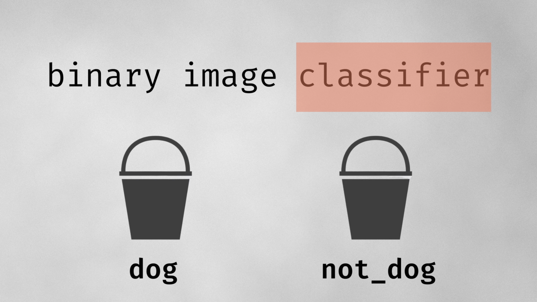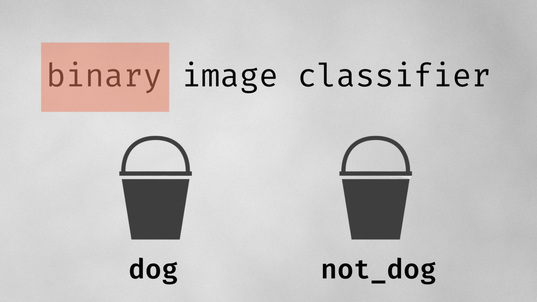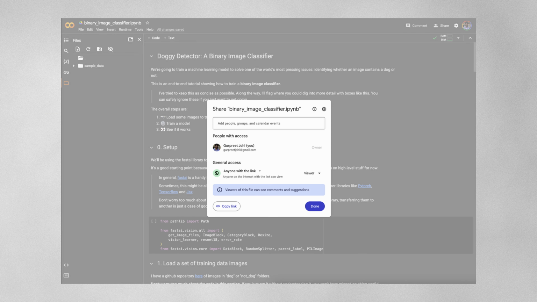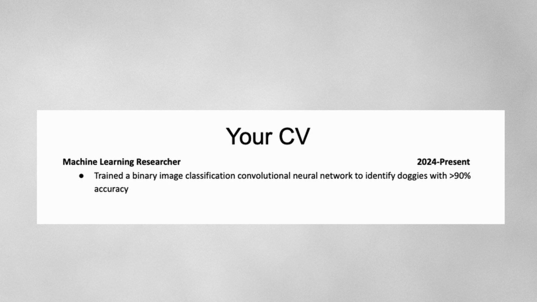Classification because we're putting each image into a category, and binary because there are only 2 possible categories, dog or not dog. A link to all the code for this with detailed explanations is in the description below, so you can run it yourself and pass it off as your own.